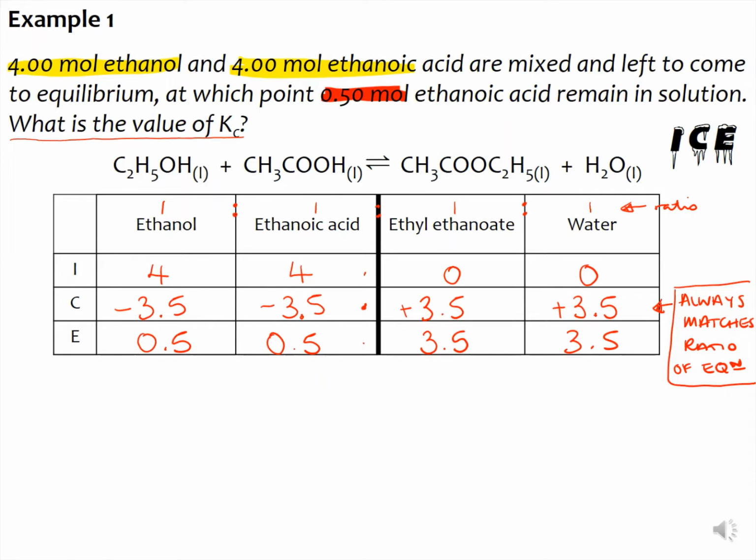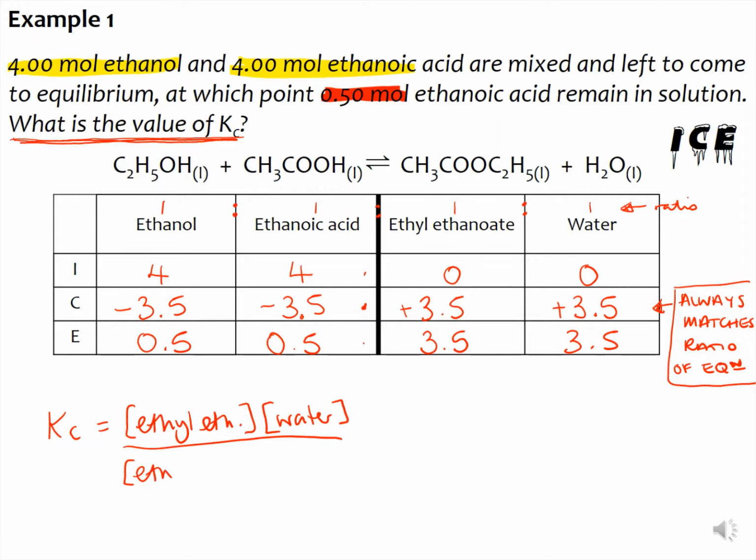Now the question asks, what is the value of Kc? So we need a Kc expression. Kc is going to be ethyl ethanoate, which I'm going to write in shorthand. If you're not asked for the expression, you don't have to worry about writing out in full. So I'm going to do a little bit of cheating here. Remember, if you're asked for the expression, you have to give the full formulae though. So products over reactants.